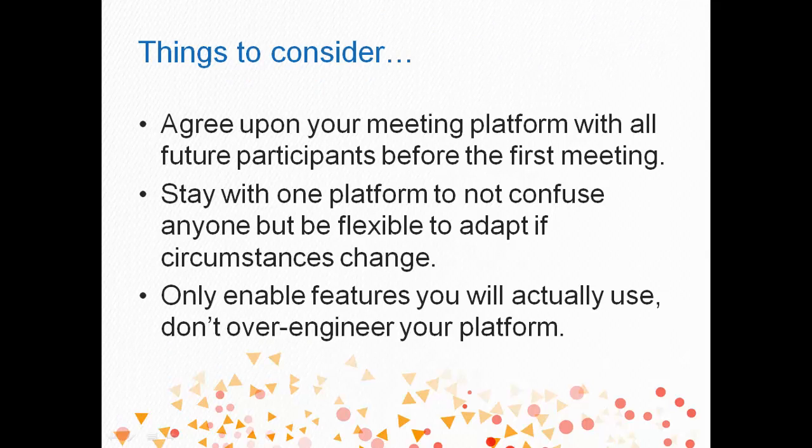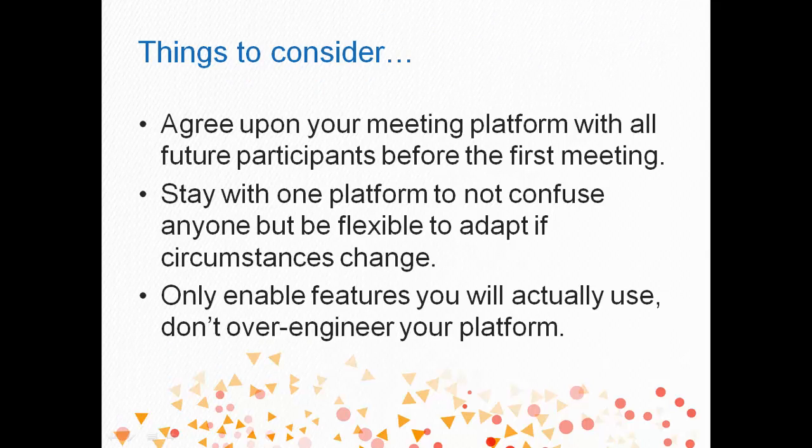Also, make sure that you consider any future participants in your meetings. This means, for example, if you start out with only 3 or 4 participants, for example, only the current generation of your team, but you know that the next generation will join in the meetings at any future time, then also consider their meeting needs and see whether you want to go for an online or an offline medium. The next point is that you should always stay with one platform, not to confuse anyone.